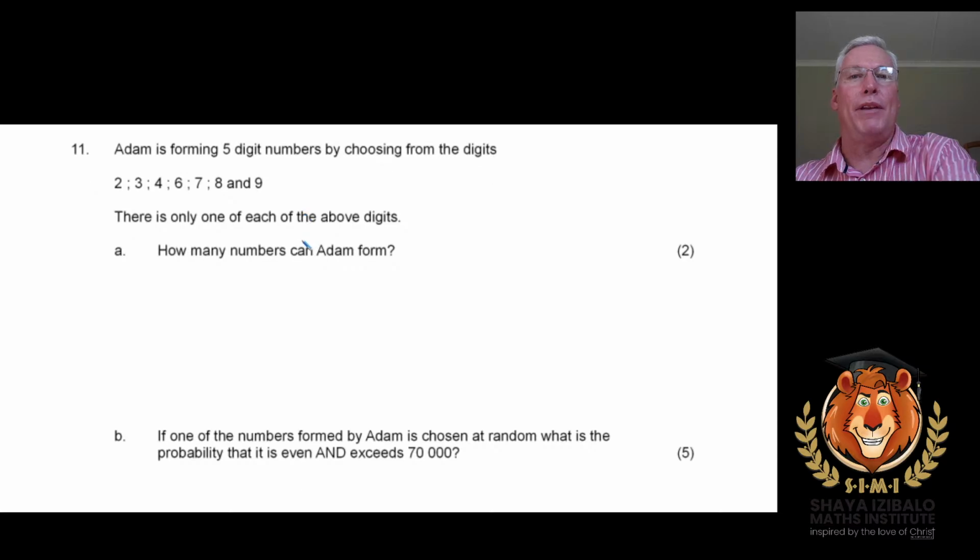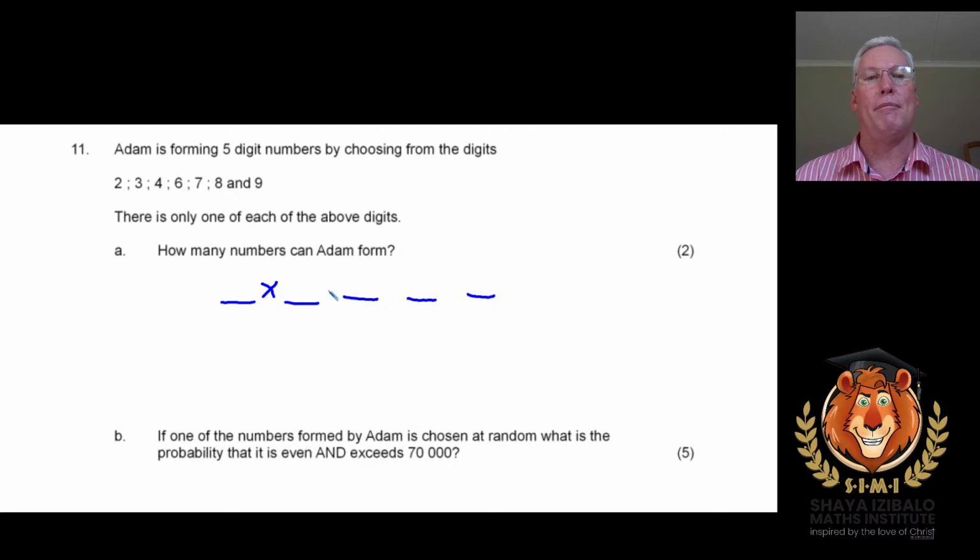Adam is forming 5-digit numbers by choosing from the digits 2, 3, 4, 6, 7, 8, and 9. How many numbers can Adam form? Again, I'm going to write some little lines here, and on those lines I'm going to write not the digit, but the number of choices for the digit. There's only one of each of the digits, so he can't repeat a digit. So he's got a choice of 7 for the first, then 6, then 5, then 4, then 3. And that answer comes to 2,520.